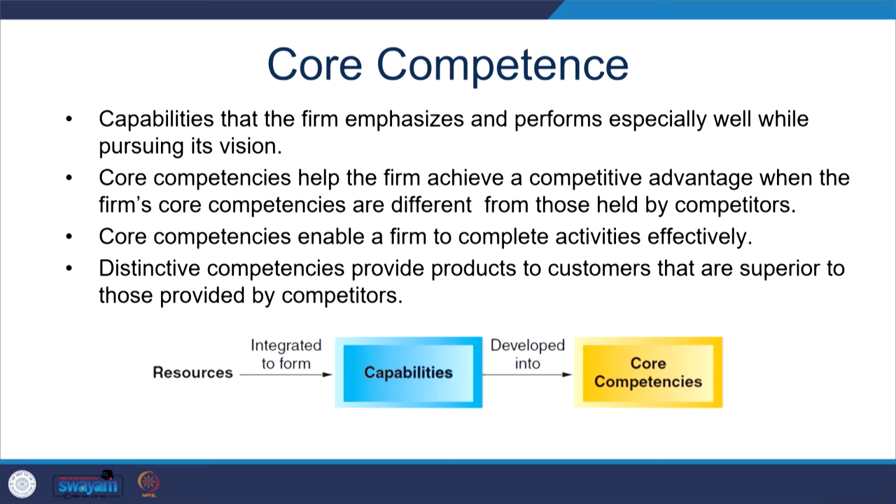And core competencies enable a firm to complete activities effectively, right. So, what it is saying is distinctive competencies provide products to customers that are superior to those of competitors. That means if one firm can identify its core competency, it helps them to understand. For example, this is a very classic case: people think McDonald's is the biggest firm because it produces the best hamburger or the best food item. But the truth is McDonald's resources are actually its infrastructure, its land. They are one of the biggest real estate companies in the world, right.